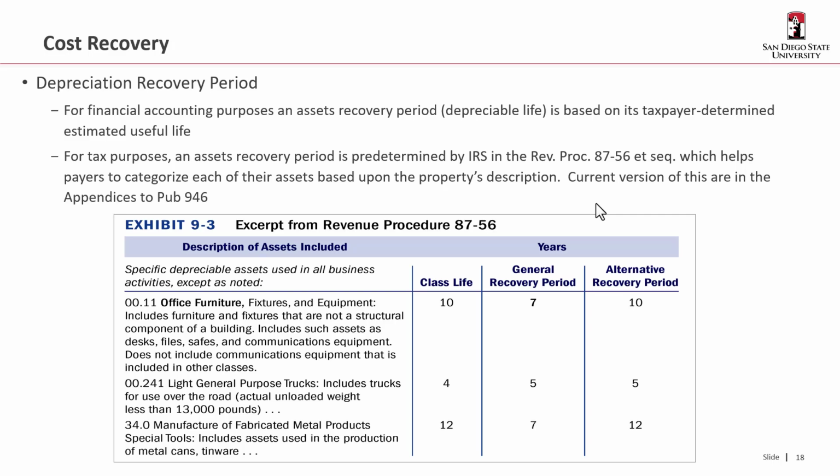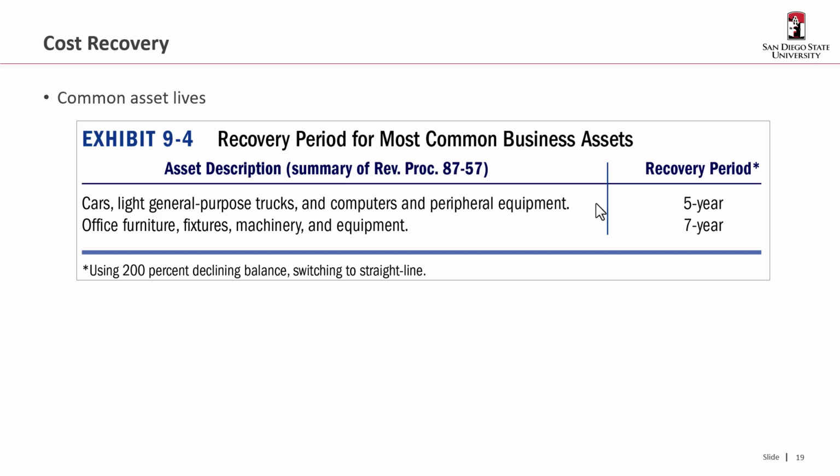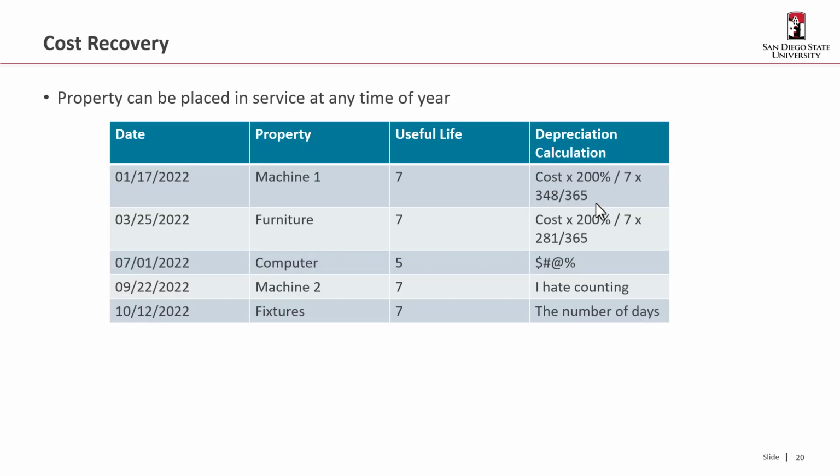So again, you can find these in Pub 946. You can also find them in RUGPROC 8756, but that's dated back to 87. So to the extent there have been changes, you're not going to see it in that document. They don't update RUGPROCs. So 946 is a good place to go. So common asset lives, if you look for business property, holy cow, these two categories pick up nearly everything. So cars, trucks, computers, peripheral equipment, 5 years. Furniture, fixtures, machinery, and equipment, 7 years. So when you think of personal property, it's not everything you could have in a business, but it's a lot of what you have in a business.